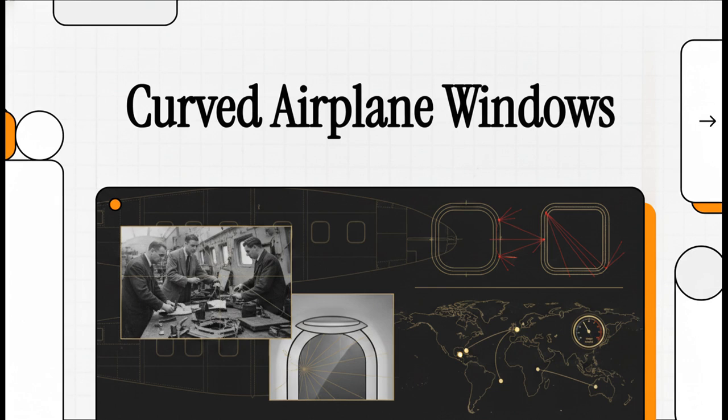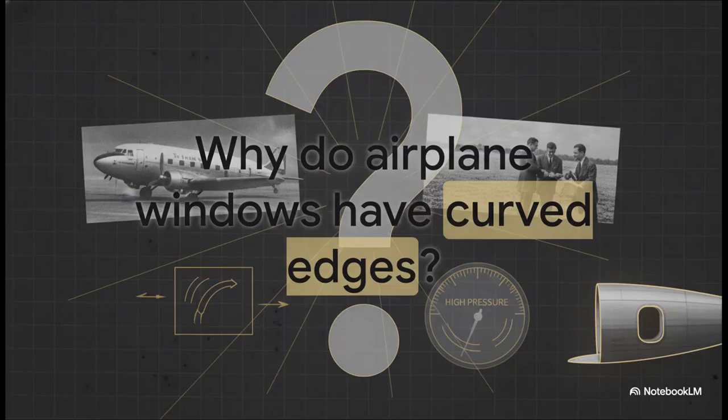In this explainer, we're undertaking a serious investigation into a completely everyday aviation feature, uncovering the dramatic history and the invisible physics that shaped it. So let's dive right in. Why do modern airplane windows have curved edges?